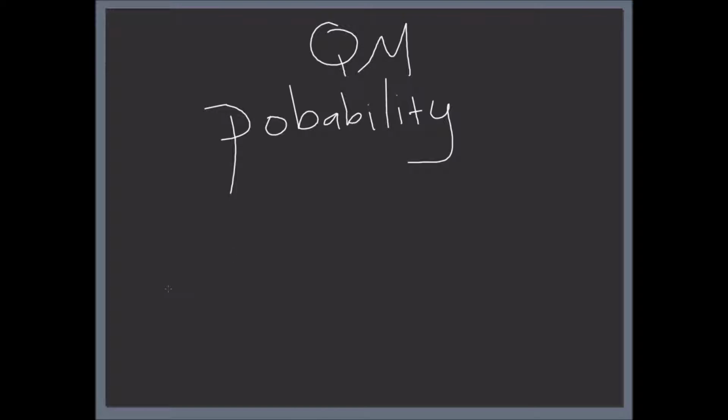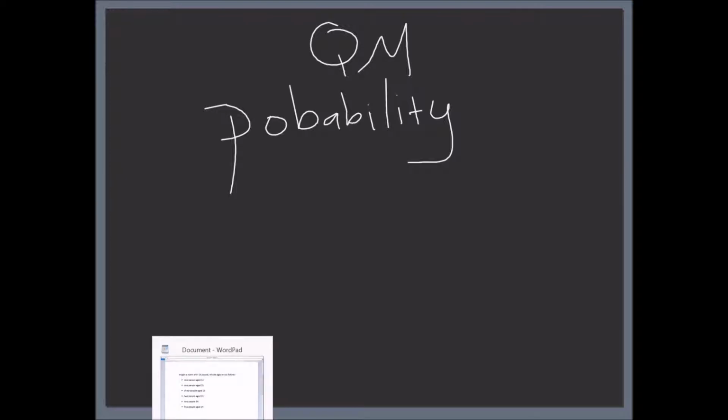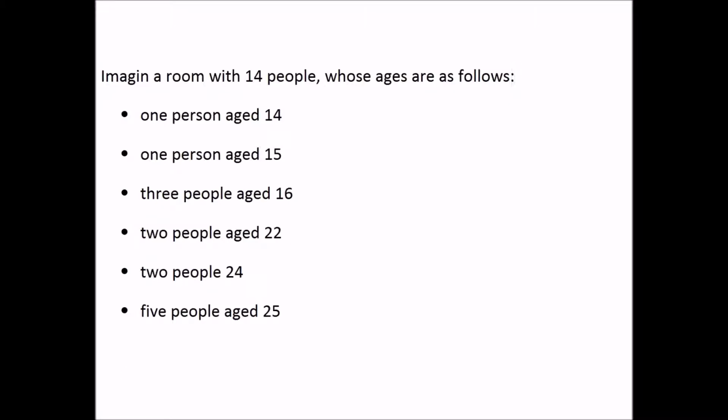So the first question we're gonna look at is a probability question. Imagine a room with 14 people whose ages are as follows: one person aged 14, one person aged 15, 3 people aged 16, 2 people aged 22, 2 people aged 24, and 5 people aged 25.